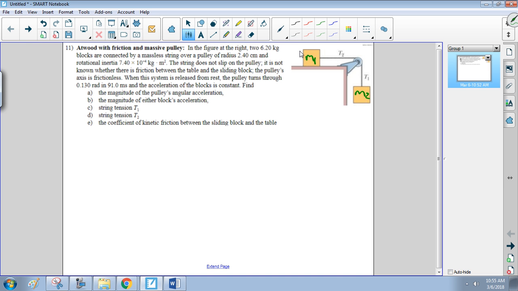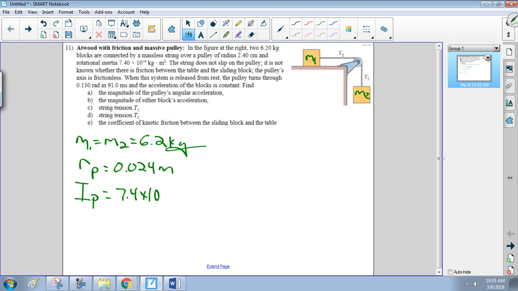Sorry. So here's what we know. M1 is equal to M2, which is 6.2 kilograms. We've got a massless string over a pulley. The radius of the pulley is 0.024 meters, converted from 2.4 centimeters. And it just flat out gave us the rotational inertia, which is 7.4 times 10 to the negative fourth kilogram meters squared.